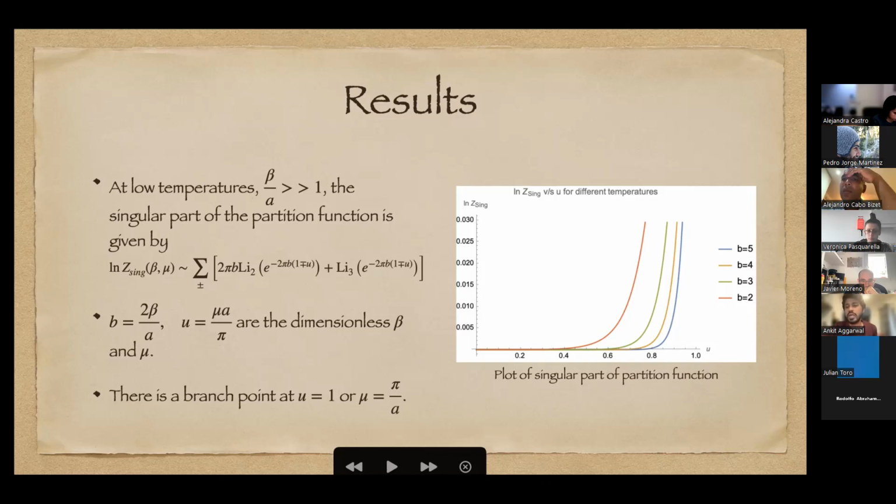If you look at the graph, which plots the singular part of the partition function versus the chemical potential, you see that for the most part it's 0. Then it suddenly jumps. The jump occurs when B times (1 plus U) is close to 1. And this signals a phase transition. Next slide, please.